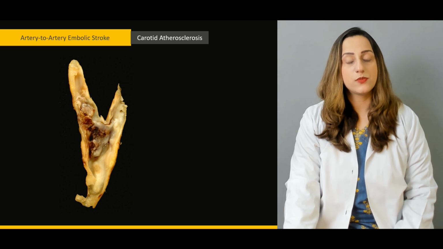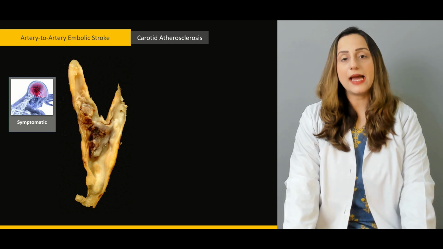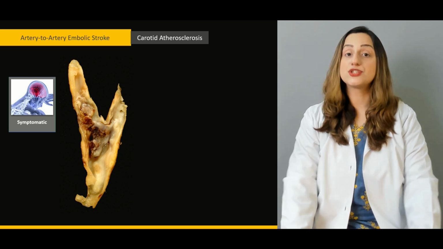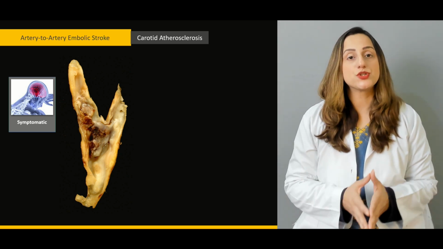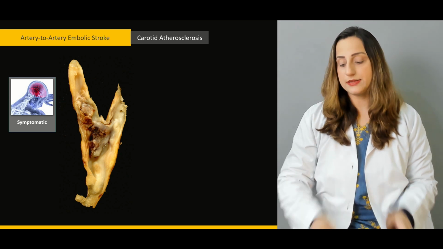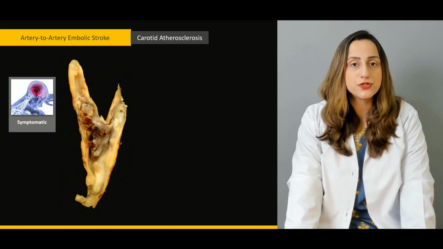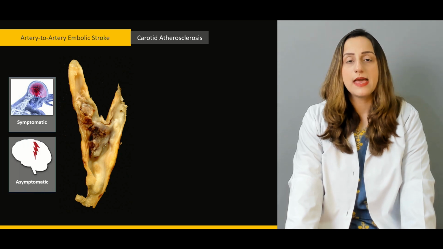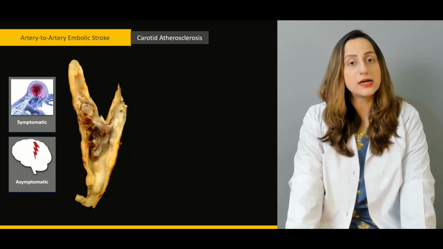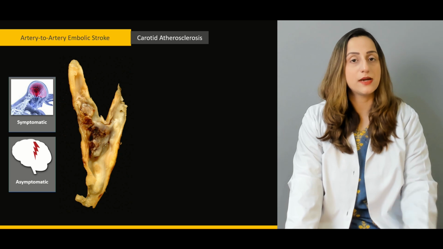Then obviously you're going to look for the artery-to-artery embolic stroke, which is also known as carotid atherosclerosis. It can be symptomatic. If it's not a TIA, then obviously it's going to be a symptomatic attack. On the other hand, it can be asymptomatic after a period of 24 hours if it was basically just a transient attack suffered by a particular area.